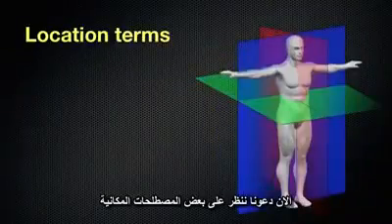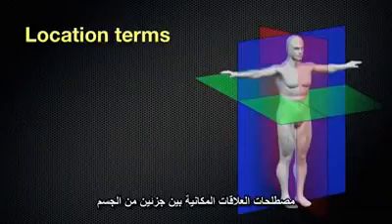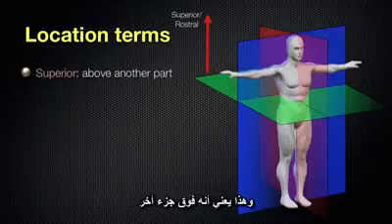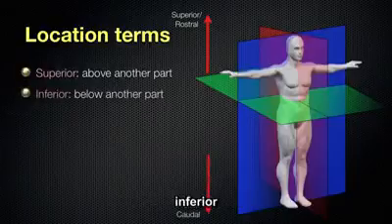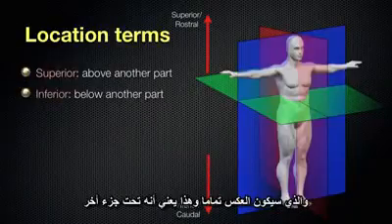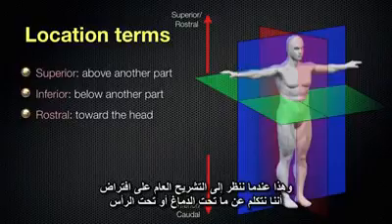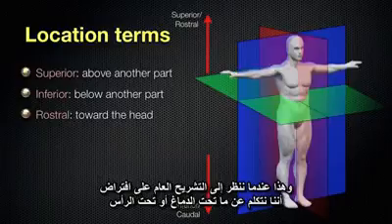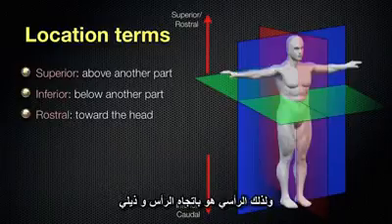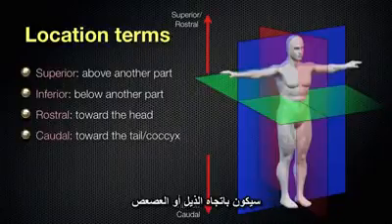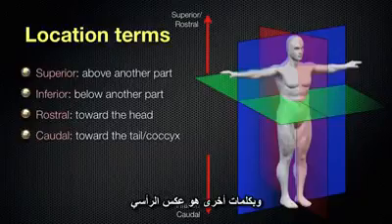Now let's look at some location terms in terms of spatial relationships between two parts of the body. If we're talking about something that's superior, that means it's above another part. If it's inferior, which would be the exact opposite, that means it's below another part. And then we have terms like rostral, which means towards the head. And this is when we're looking at general anatomy, assuming that we're talking about beneath the brain, beneath the head. So rostral is towards the head, and caudal would be toward the tail or the coccyx. So in other words, it's the opposite of rostral.